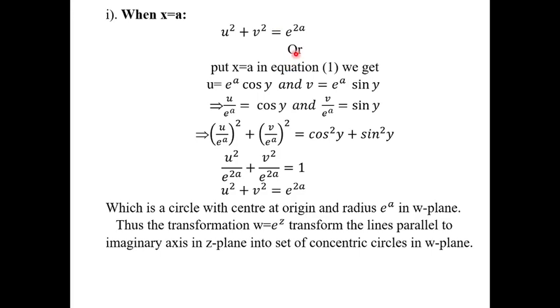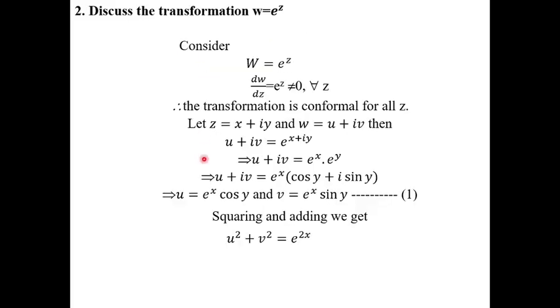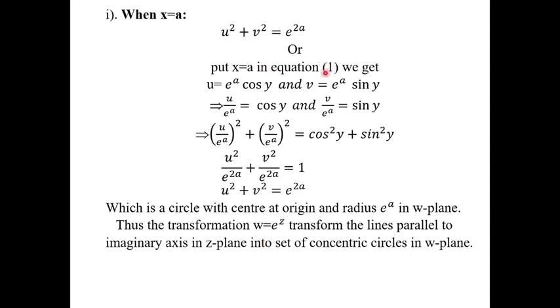We can also do this in another way. Here we can do it even without squaring and adding. See, put x is equal to a in equation 1, we get u is equal to e to the power of a cos y and v is equal to e to the power of a sin y. Then cos y is equal to u by e power a and sin y is equal to v by e power a. Squaring and adding we get u square divided by e to the power of 2a plus v square divided by e to the power of 2a is equal to 1. That is u square plus v square is equal to e to the power of 2a.